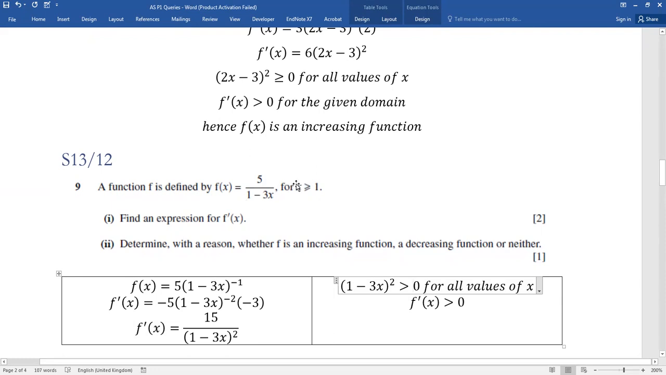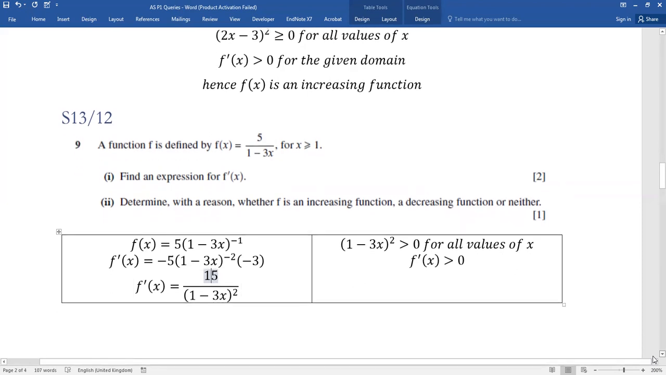So for all the given domain of all the values that are provided in the question, x is greater than or equal to 1, the denominator will always be positive. And if the denominator is positive and the numerator is 15, the final fraction will always be positive. So this function will always be an increasing function. Is this clear? इसको लिखो, ये notations लिखना सीखो.